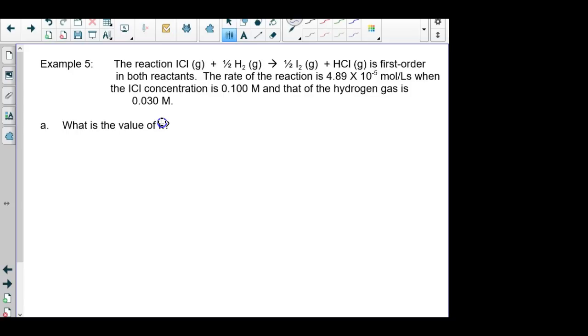All right, the reaction of ICl gas plus 1/2 H2 gas goes to 1/2 I2 gas plus HCl gas is first order in both reactants. Then it gives us some more information. Let's first write the expression. We only need the first sentence to write the expression. So this would be rate equals K, ICl, first order, H2, first order. Again, I'm not going to write ones because we assume if there's nothing there, it's first order. It told us it was first order with respect to both reactants. We don't even need to write these in our expression. Remember, we have to write the word rate, and we have to write K every time.